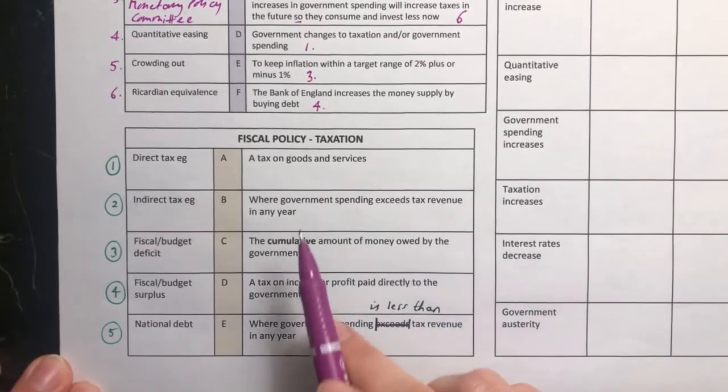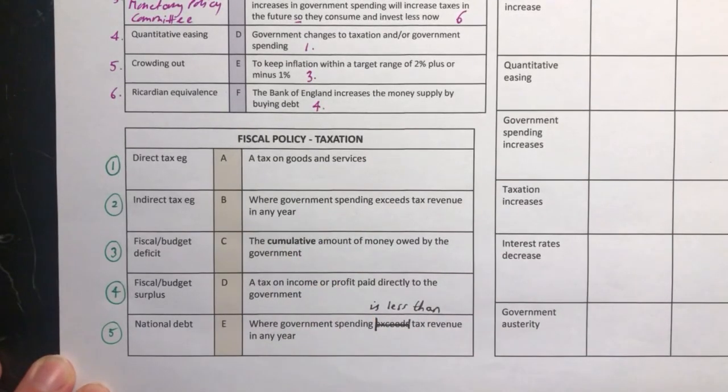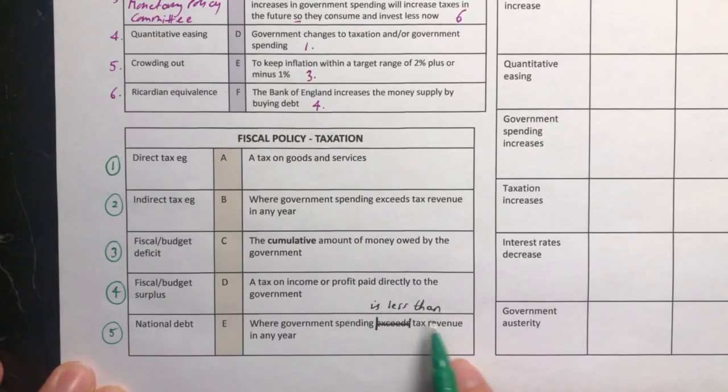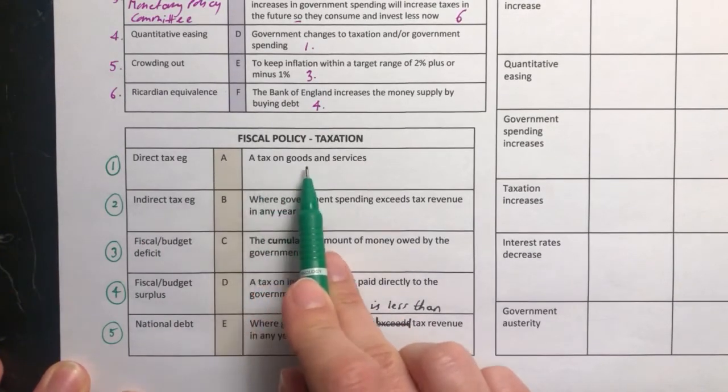This is the little matching exercise for fiscal policy, and again we'll just go through looking at these long explanations and seeing which one they match up with. I made a little mistake at the bottom there, so I've corrected it. First one, a tax on goods and services.